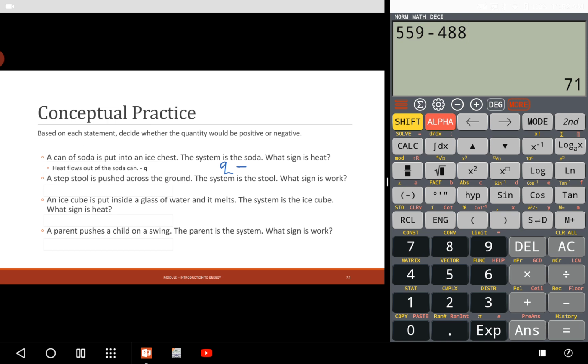Next, it says a step stool is pushed across the ground. The system is the stool. What sign is work? We said work is a force applied over a distance. If we are pushing the stool, we are doing work on the stool, and that means that the work value for the stool is positive. Work is being done on the system.